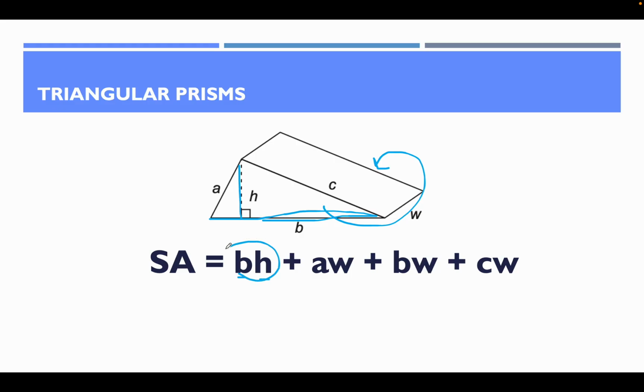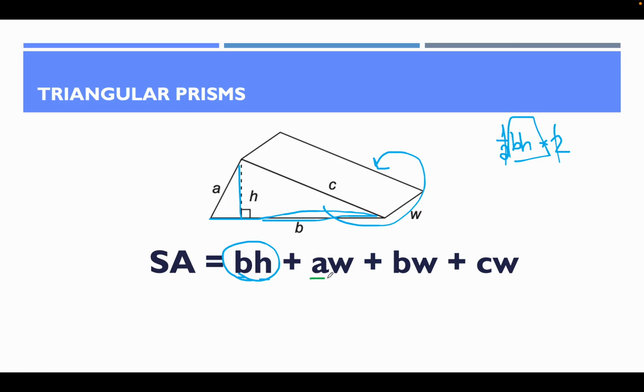So base times height is actually the area of both the triangle on the front and the triangle on the back. Because when we do area of a triangle, normally it's 1/2 base times height. But that would only be for one of the triangles. We also need to double it for the one on the back. So when we double it, the 1/2 and the 2 cancel out to just base times height. So that's where that comes from.